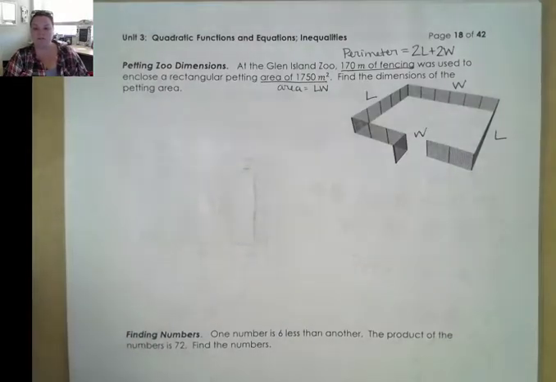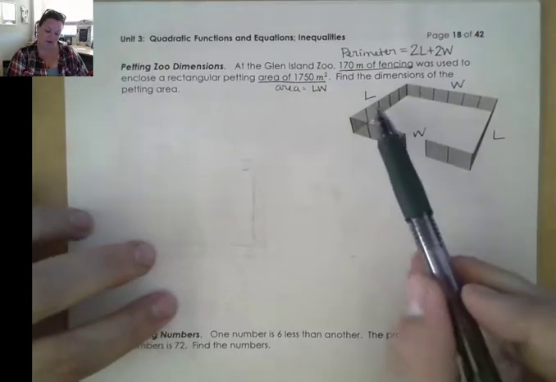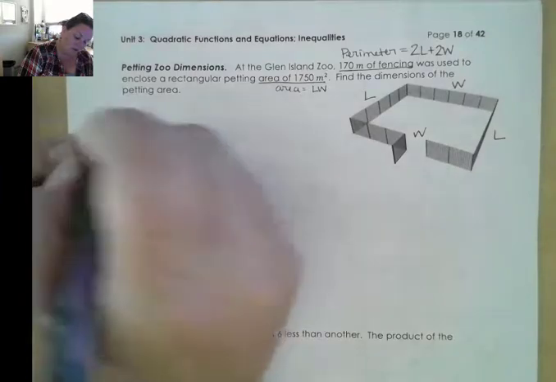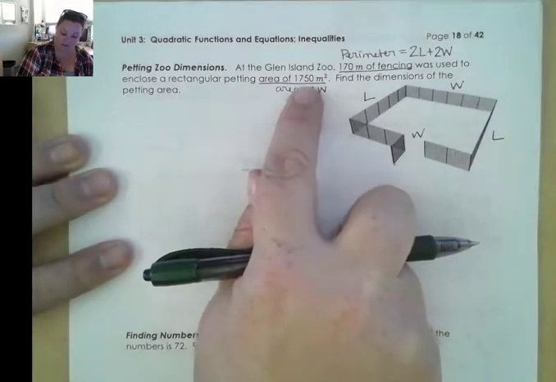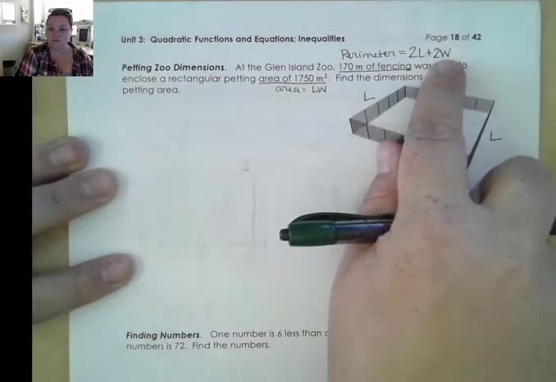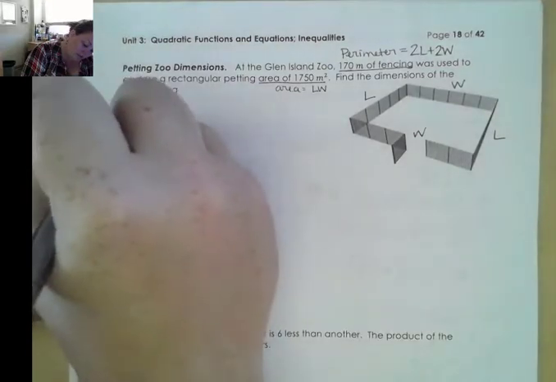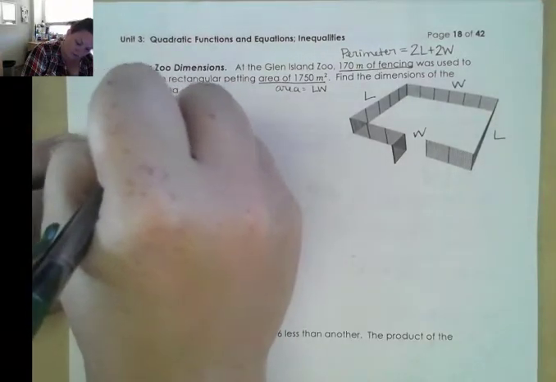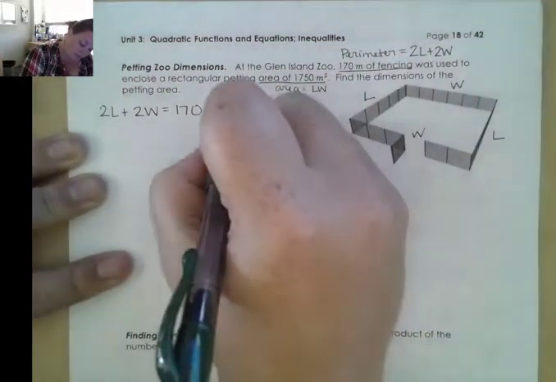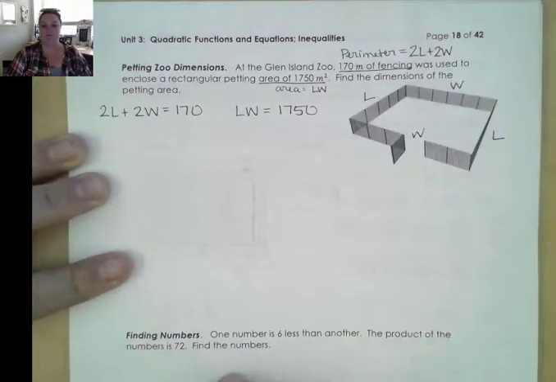All right, and what it wants me to do is find the dimensions of the petting area. So we need to figure out our length and our width, right? So let's go ahead and write down what we know. We know that length times width equals 1750, and we also know that 2 times our length and 2 times our width gives us this perimeter, right? So 2L plus 2W is equal to 170. And then we also know that L times W gives us our area, which is 1750.